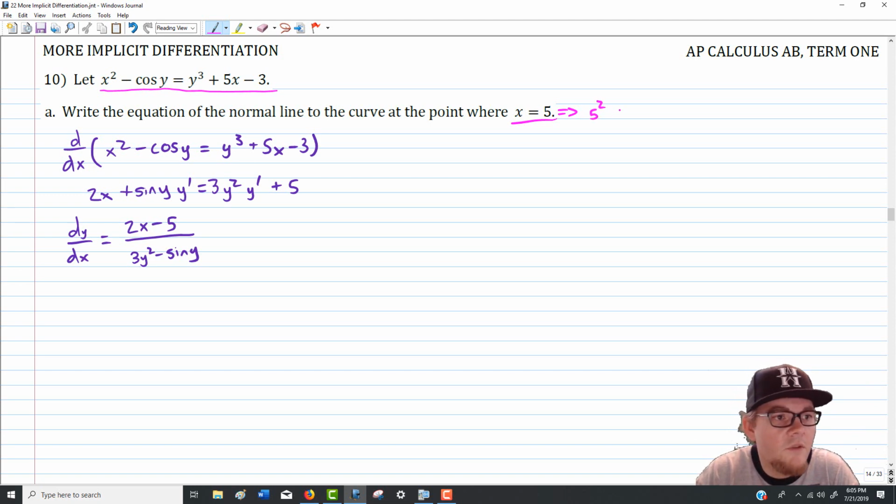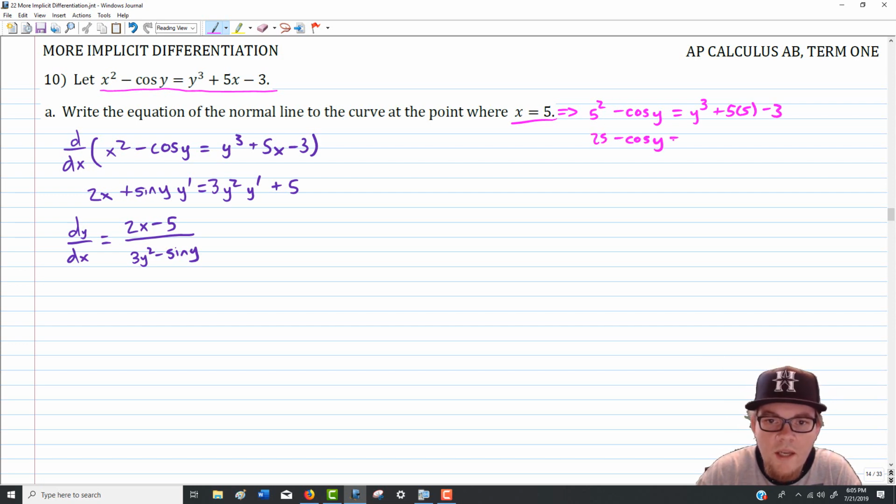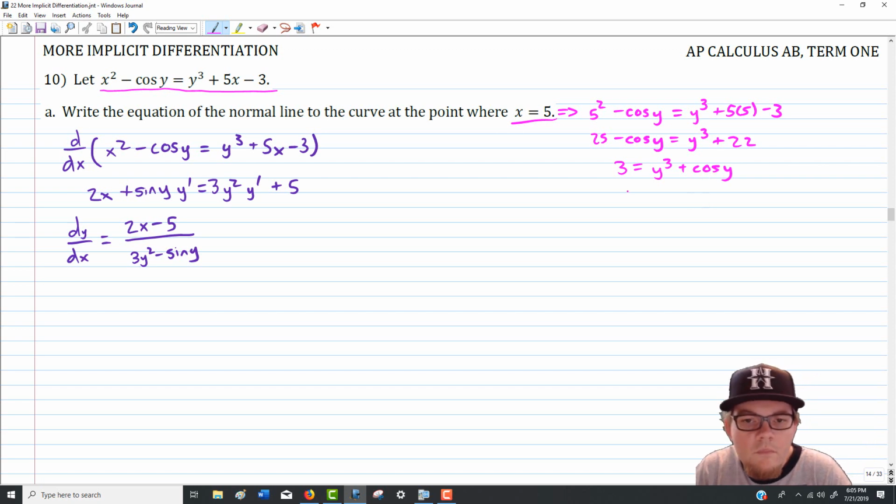So for instance, that means 5 squared minus cosine of y equals y cubed plus 5 times 5 minus 3. Although we don't have to simplify, since we have calculators, which we'll get to in a second, we can clean this up just a little bit. That's 25 minus 3, or 22. We can rewrite this entire equation as 3 equals y cubed plus cosine of y. So this is what contains the value we're looking for, or potentially more values. There could always be more values. We don't know for sure. So we want to try to figure out what y is equal to in this case.